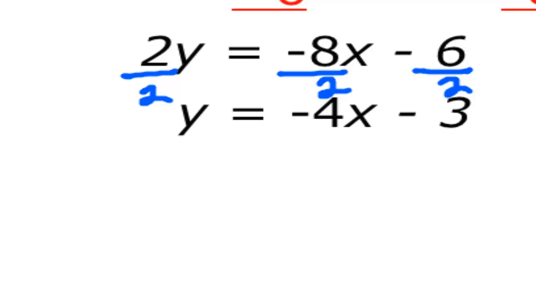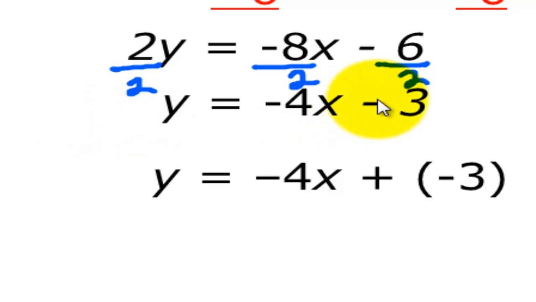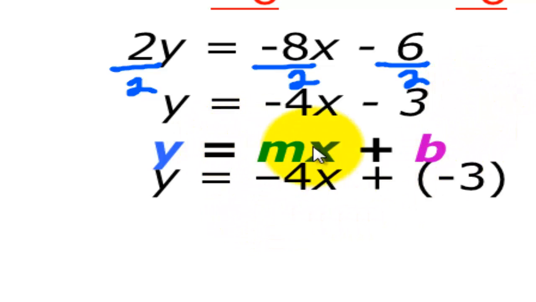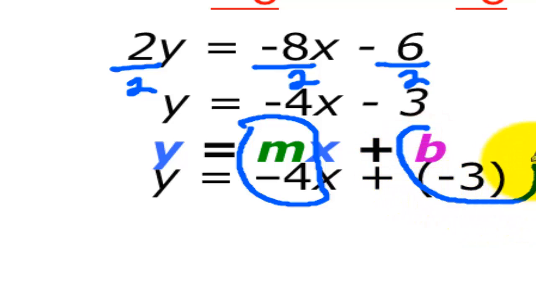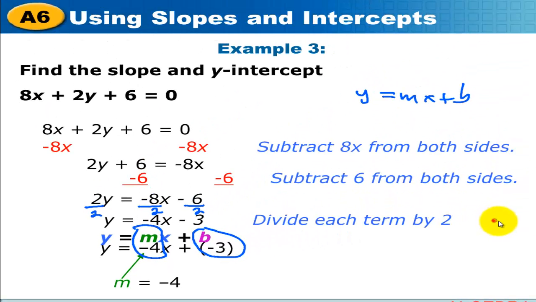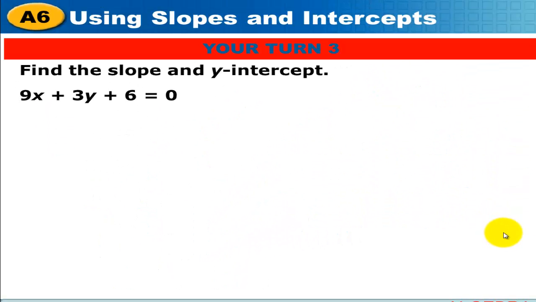Now this is already in slope-intercept form. Now I rewrote this as negative 4x plus negative 3 so that it will match my formula y equals mx plus b. The slope is the number besides x, which is negative 4. Y-intercept is equal to negative 3. That's my slope, negative 4. My y-intercept is negative 3. Alright, for the next problem, I need you to pause the video and find the slope and y-intercept.